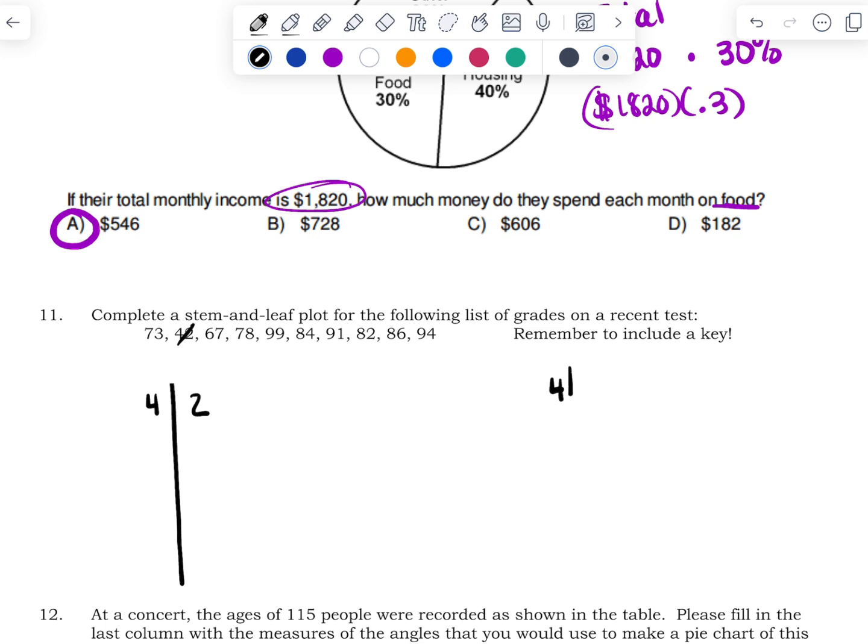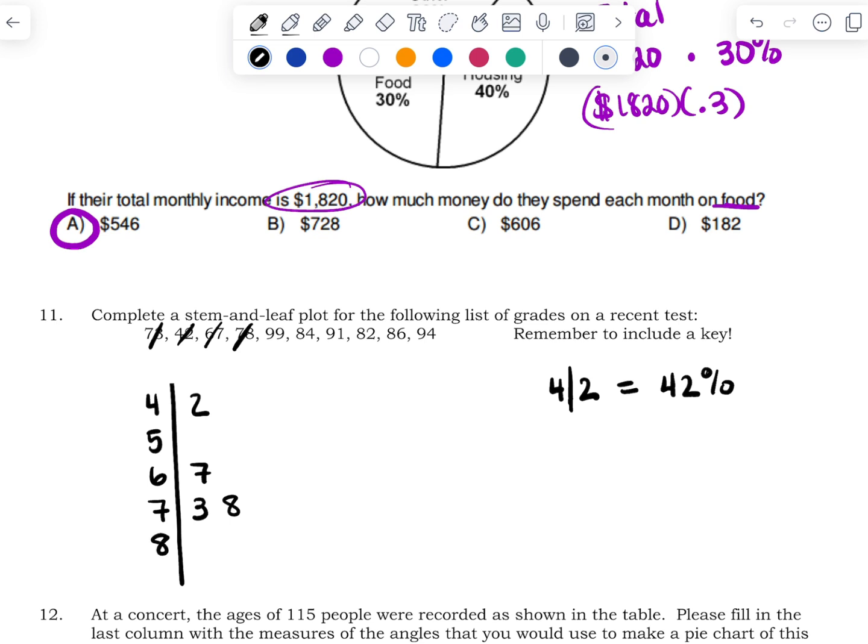We just need to show that 4 bar 2 equals 42% on that test. Then we'll write a 5, but there are no 50% scores, so we'll just leave the space to the right of it blank. Then 6, and it looks like we have 67 as a score, so we're going to use that. And then we've got a couple of scores in the 70s. We have 73, 78. Remember you have to try and keep those numbers in a row.